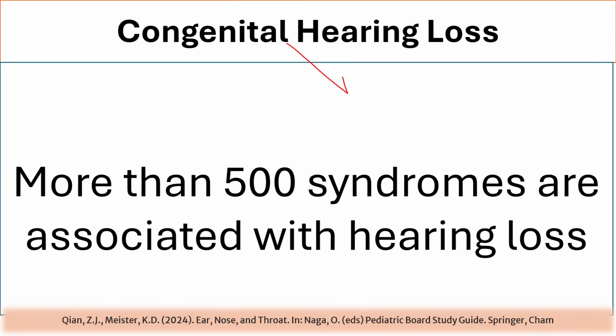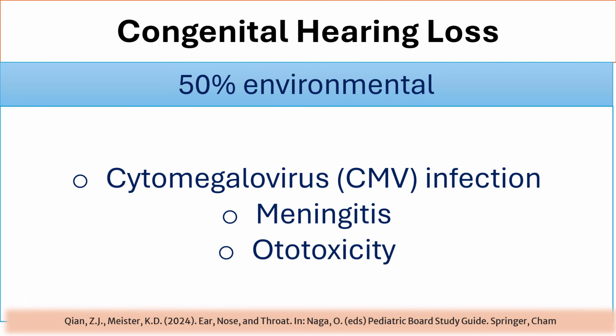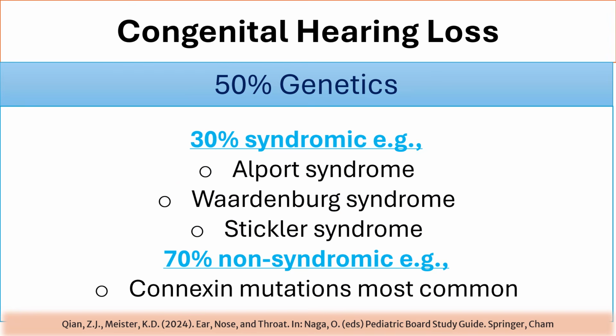Congenital hearing loss: more than 500 syndromes are associated with hearing loss. 50% environmental, for example, cytomegalovirus infection, meningitis, ototoxicity, for example, aminoglycosides. 50% genetics: 30% syndromic, for example, Alport syndrome, Waardenburg syndrome, Stickler syndrome; 70% non-syndromic, for example, connexin mutations, the most common.